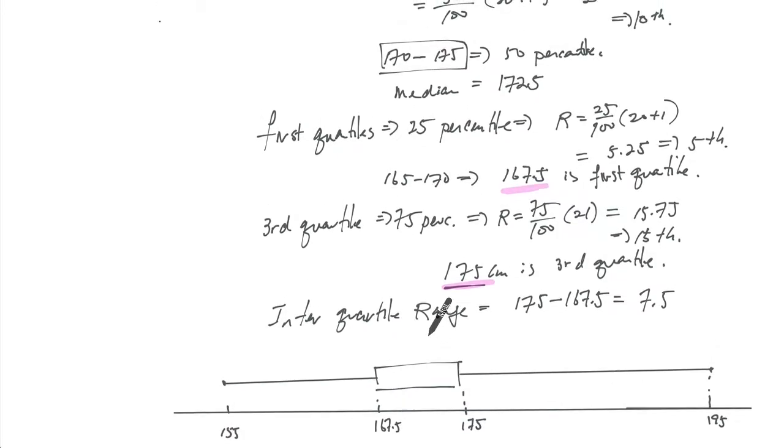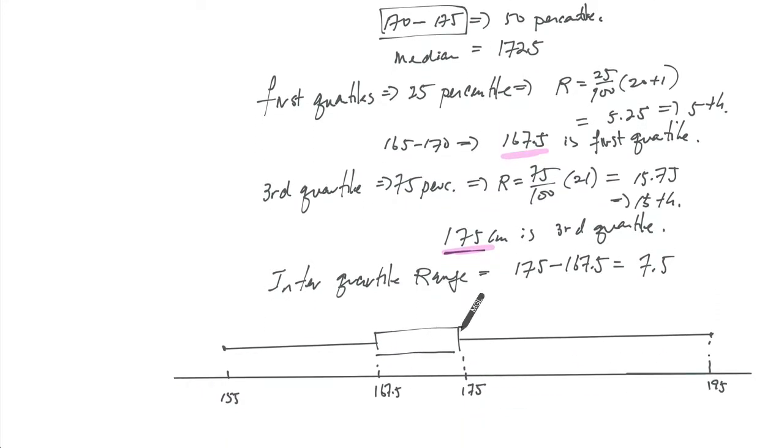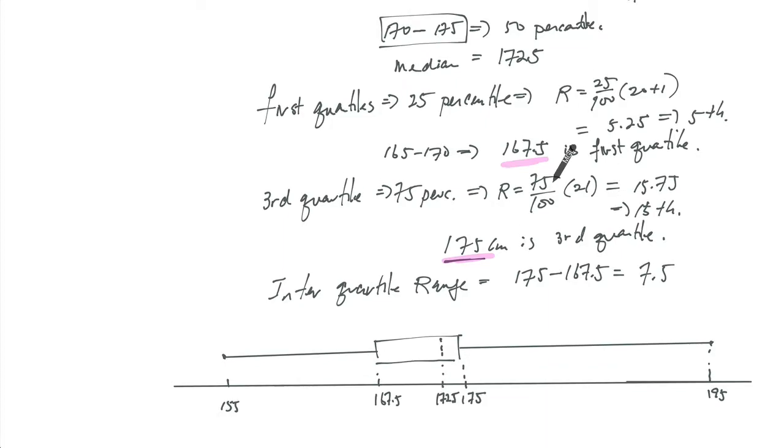And also, the median was 172.5. That's really close to this, right? So that's actually the middle, 172.5. Okay, so that's my box and whisker plot.